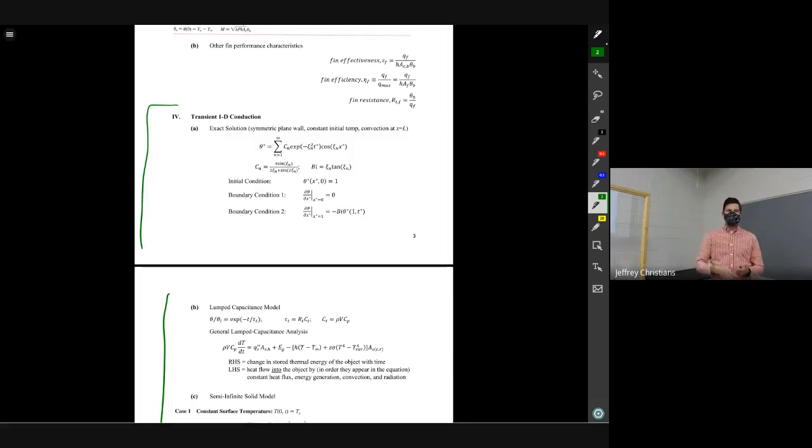So 0 for the exact solution is in the middle of the object. For the semi-infinite solid, 0 is at the surface. So just like little pictures to help you make sure you know how to actually use these equations. So that's coming, but the good news is we're wrapping up conduction.